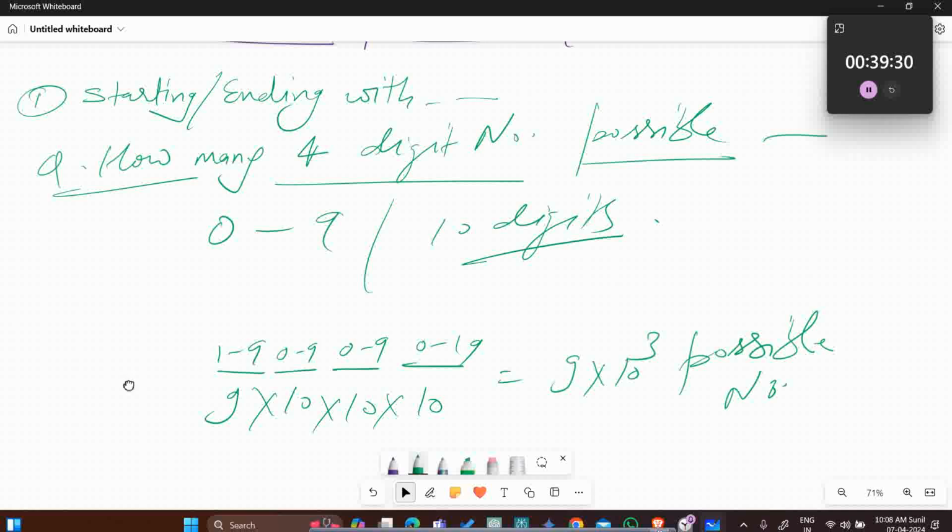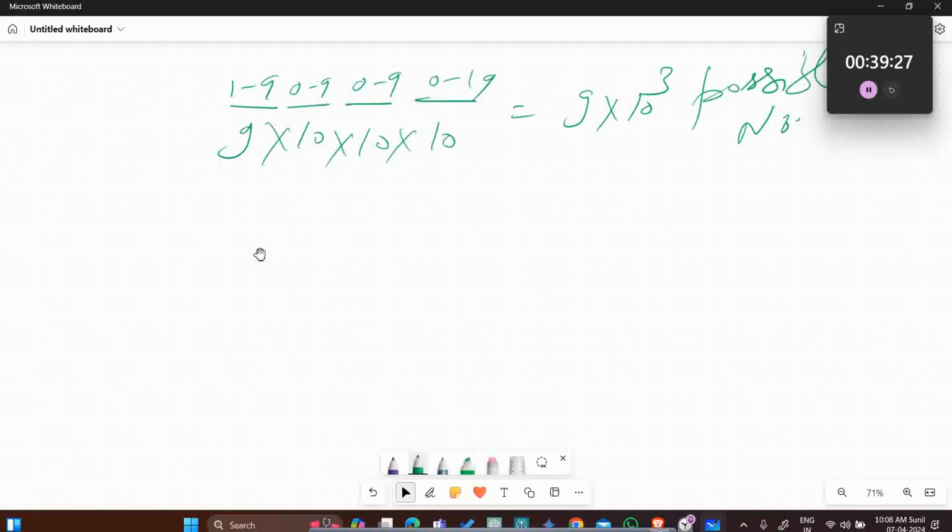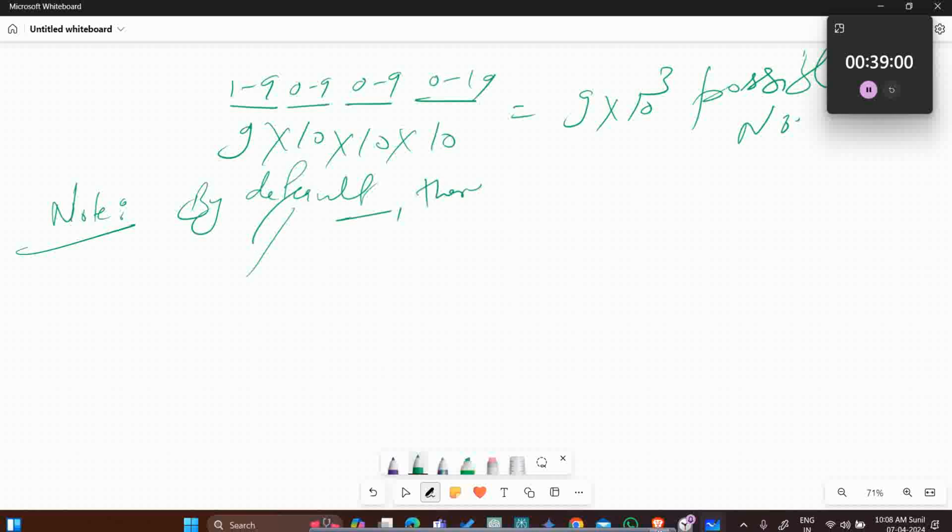So here, note that by default there is unlimited repetition.